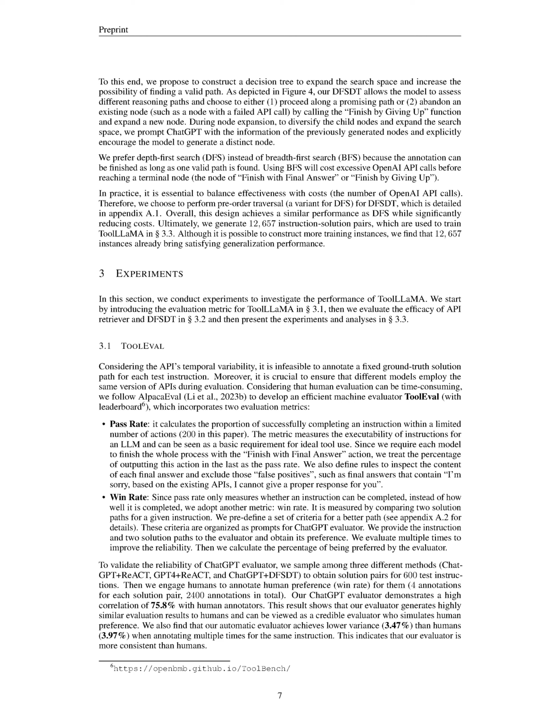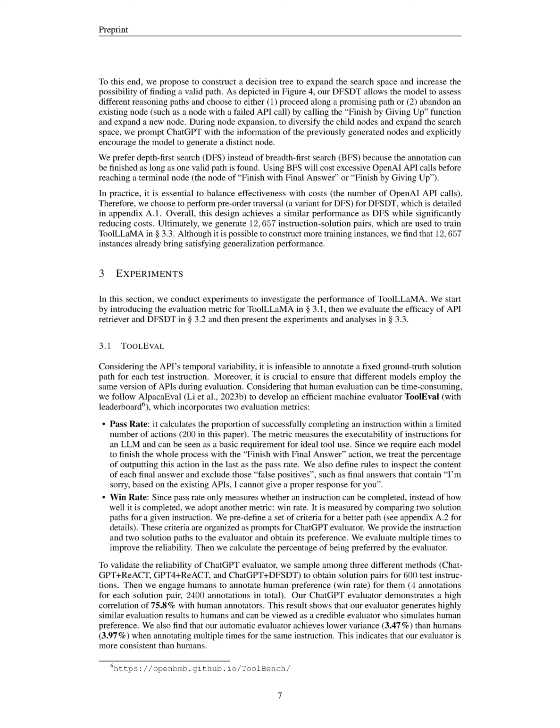When expanding nodes, we aim to diversify the child nodes and broaden the search space. We do this by prompting ChatGPT with information from previously generated nodes and explicitly encouraging the model to create a unique node. We opt for a depth-first search, DFS, over a breadth-first search, BFS, because we only need to find one valid path to complete the annotation.